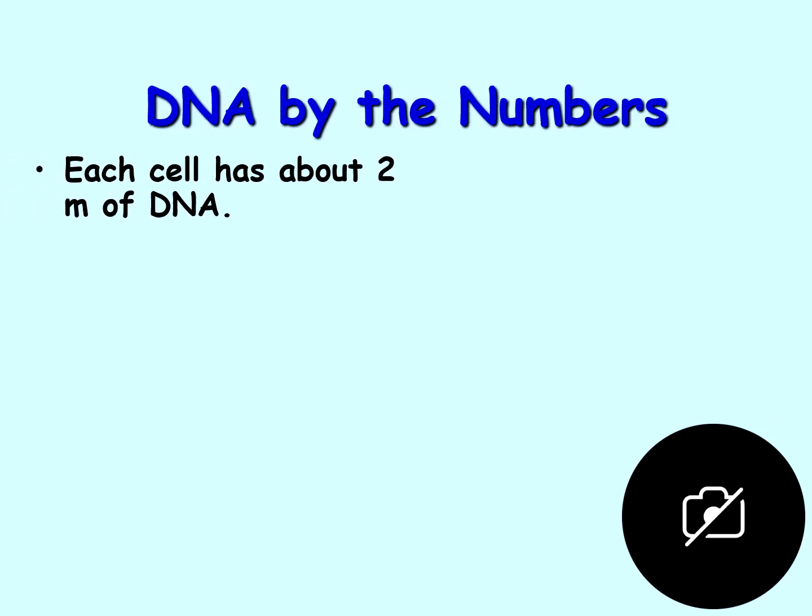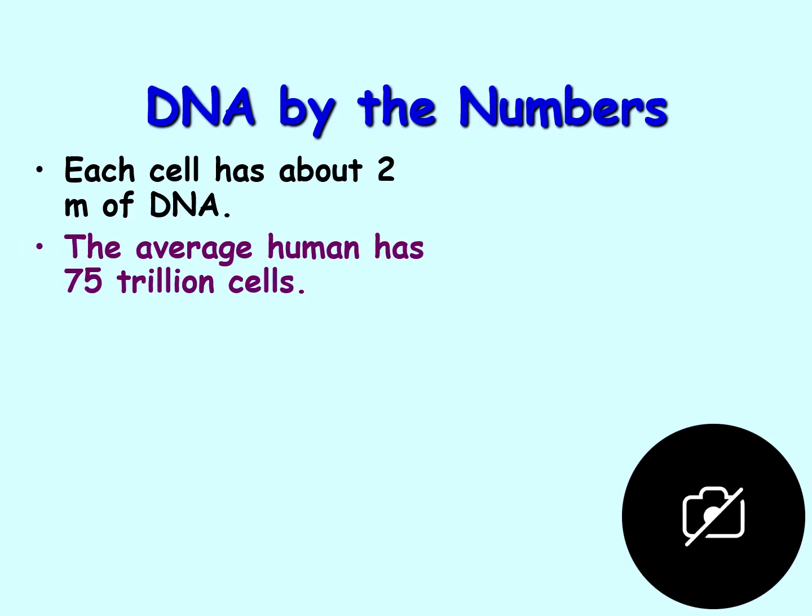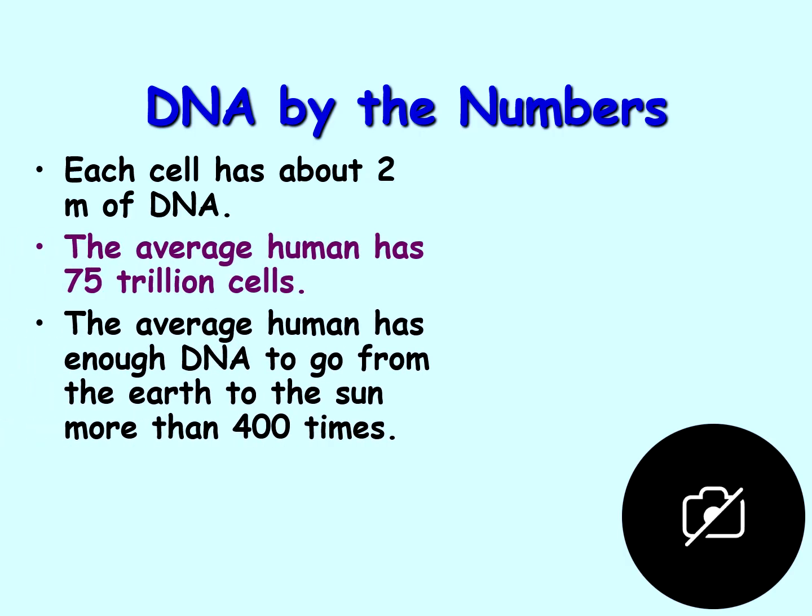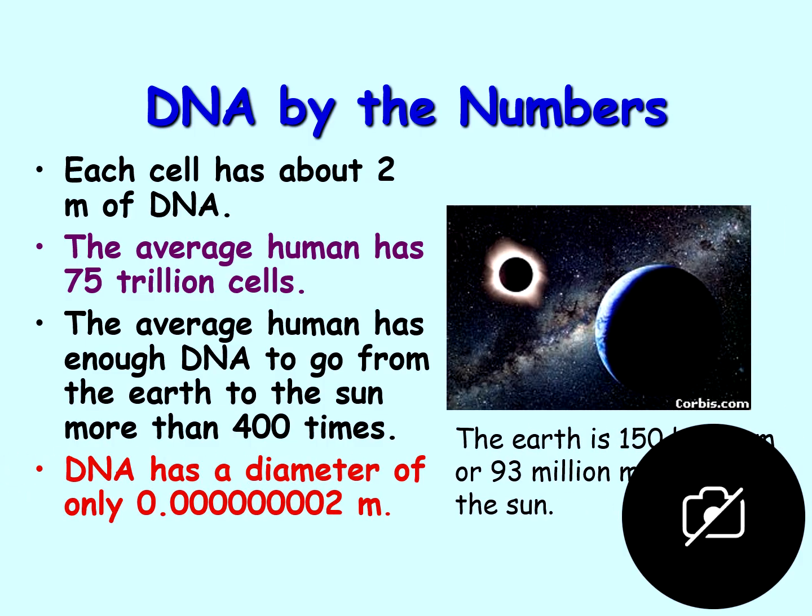So, DNA by the numbers. Each cell has about 2 meters of DNA, and the average human has 75 trillion cells, which means the average human adult has enough DNA to go from the Earth to the Sun 400 times. That's how much DNA is in an average adult body. How in the world, though, I can't see it with my naked eye, how in the world does that happen? Well, it's because it has a diameter that is super, super tiny, right? Very, very small fraction of a size. And so that's why they're able to jam that much DNA into our cells.